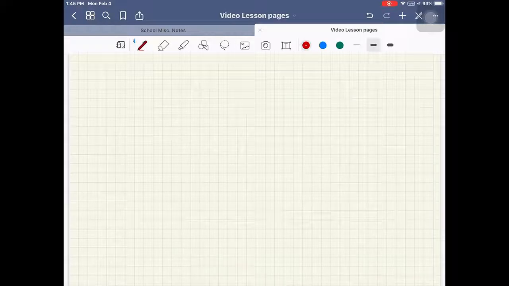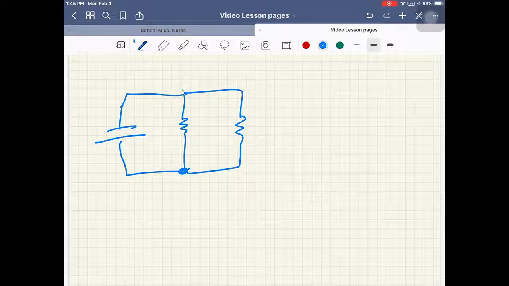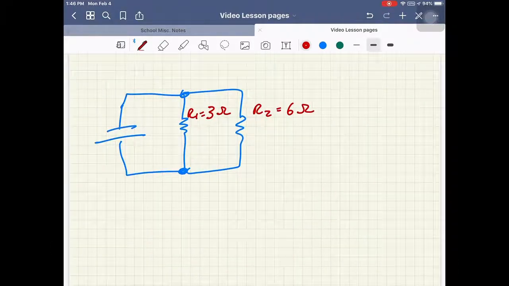In this circuit, let's redraw that again. Throw a couple resistors in here. Put the nodes in. We had R1 was 3 ohms. R2 was 6 ohms. Is that right? Yep. And our RT we knew was 2 ohms. So there's a few ways that we can solve this with the 2 values. So it's the reciprocal method.